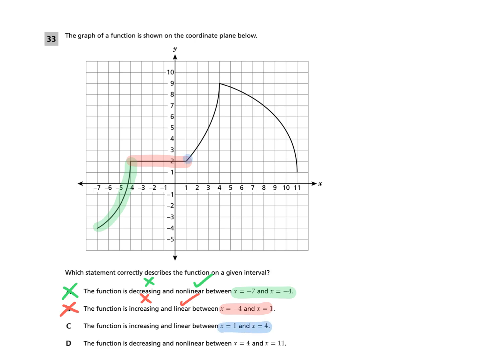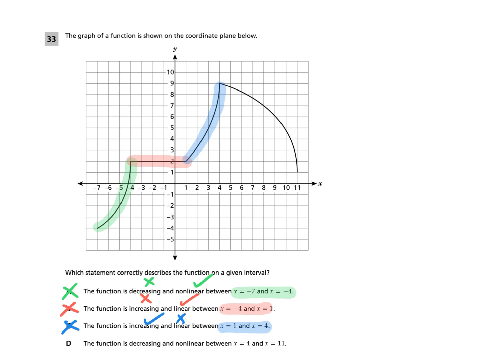So C, the function is increasing and linear between x equals 1 and x equals 4. So it's going to be over here. And now you might be tempted to say yes. Why? Because it's definitely increasing. But is it linear? It's close to being linear. But remember, in mathematics, it's not about being close. It's about being precise, exact. So it's not linear. That is a curve. That's gone. That's out of there.